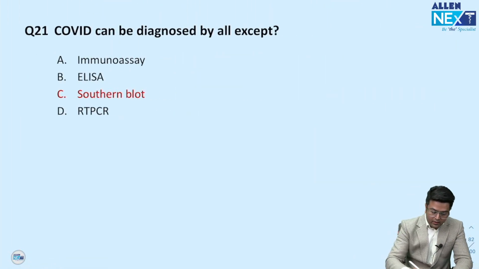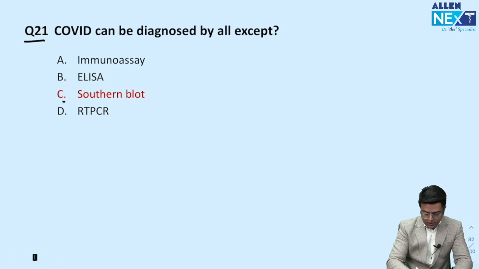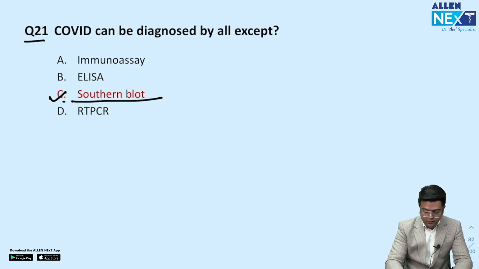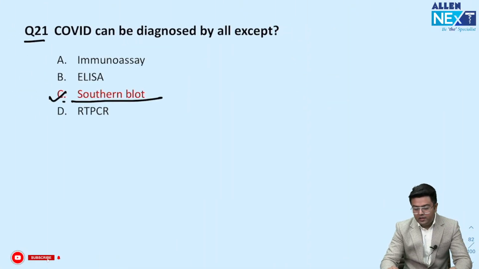Okay, guys, this was the question. COVID can be diagnosed by all of the following except. So the answer for this question is C, that is called southern blot. You know, guys, why? First of all, COVID, we can't do southern blot because southern blot needs electrophoresis. I'll tell you the steps later on.